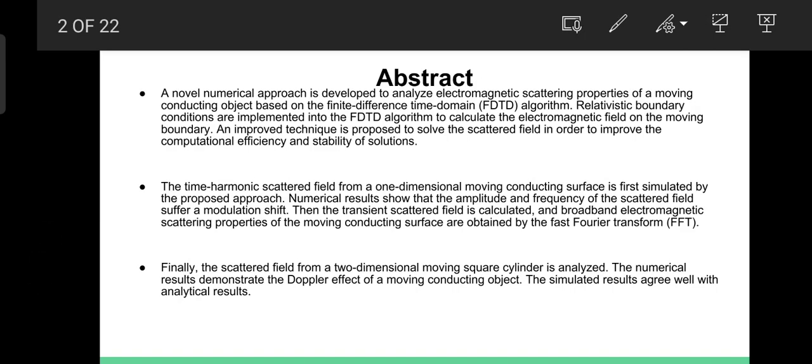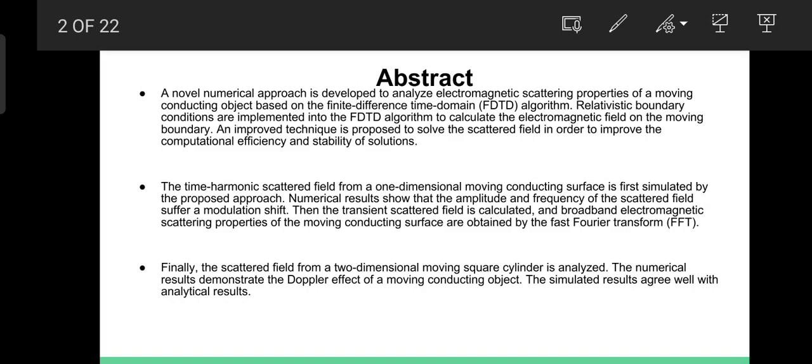Second point, the time harmonic scattered field from a one-dimensional moving conducting surface is first simulated by the proposed approach. Numerical results show that the amplitude and frequency of the scattered field suffer a modulation shift. Then the transient scattered field is calculated and broadband electromagnetic scattering properties of the moving conducting surface are obtained by the fast Fourier transform (FFT).